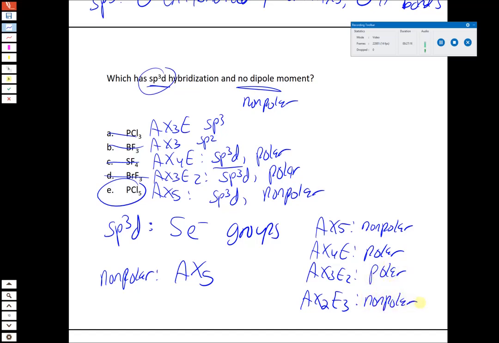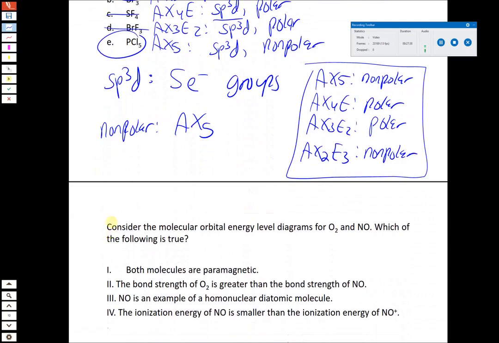Alright? So with 5 electron groups, we have 4 different geometries, 4 different subclasses, and they all have sp3d hybridization. The hybridization just depends on the total number of electron groups. But some of them are polar, some are nonpolar. So the ones that would be nonpolar would be either AX5 or AX2E3. The only one that works then would be choice E, which is PCl5.